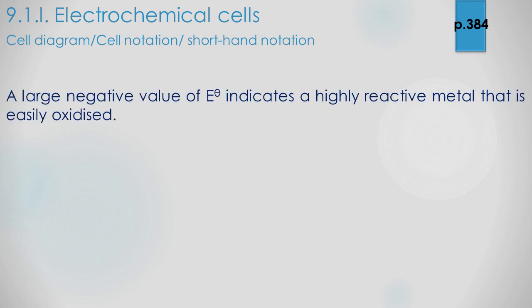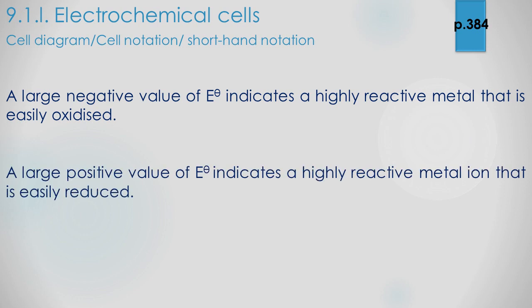A large negative value of E0 indicates a highly reactive metal that is easily oxidized. A large positive value of E0 indicates a highly reactive metal ion that is easily reduced. We already covered this material before. So a high negative value of E0 means that the metal can undergo oxidation really easily and the metal ion cannot be reduced that easily.